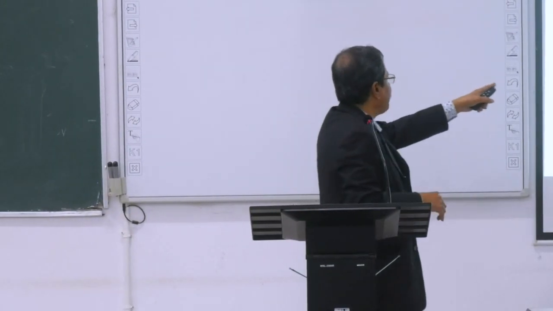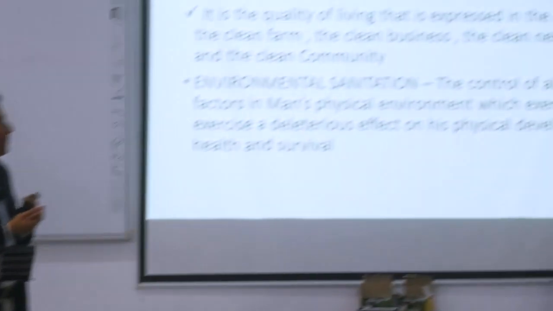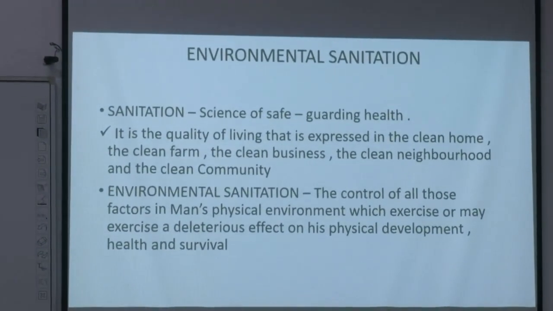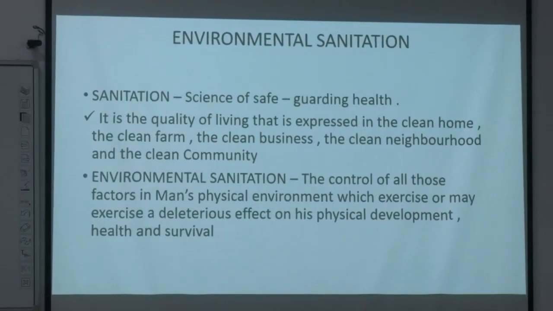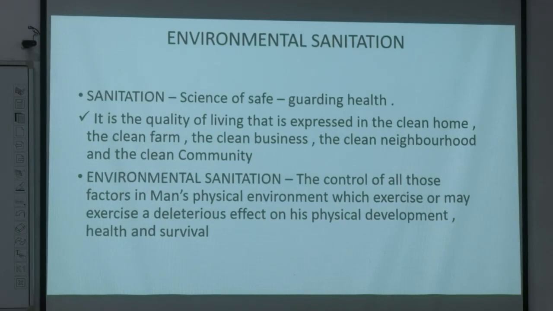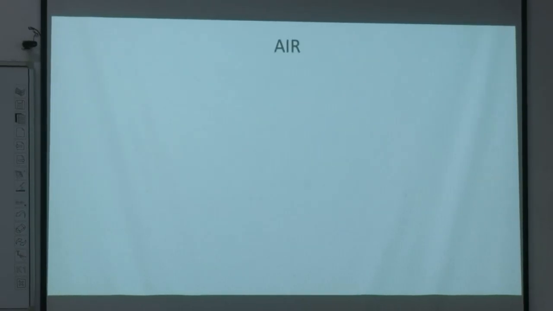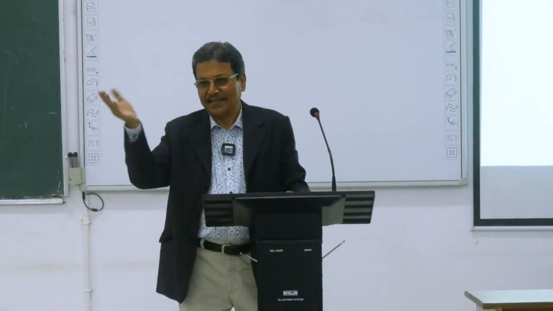So the control of man's physical environment factors which exercise or may exercise a deleterious effect on physical development, health and survival. Okay. So this is the definition of sanitation or environmental sanitation, right? Now we will discuss some environmental health areas. Water was probably discussed, right? So we will not go into details about water. I told you, but these topics are given in the NMC list, so again I am putting it and separately they are giving.